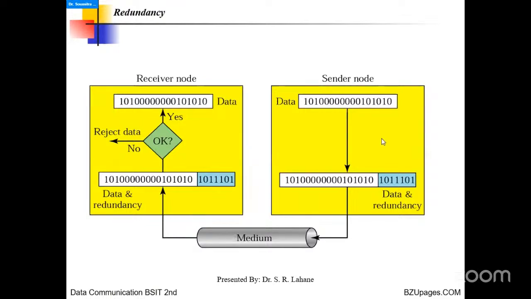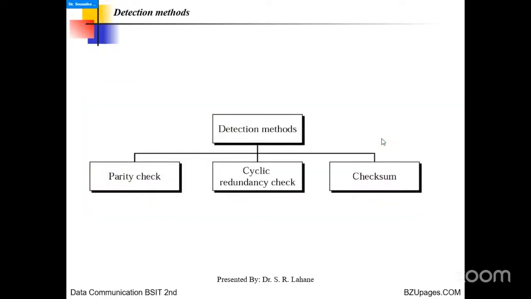The receiver receives the bits, and after eliminating the redundant bit, the original data is obtained. If the original data does not match, the data bits will be rejected. Otherwise, the data bits will be accepted after checking the redundancy bit. So these are the detection methods.